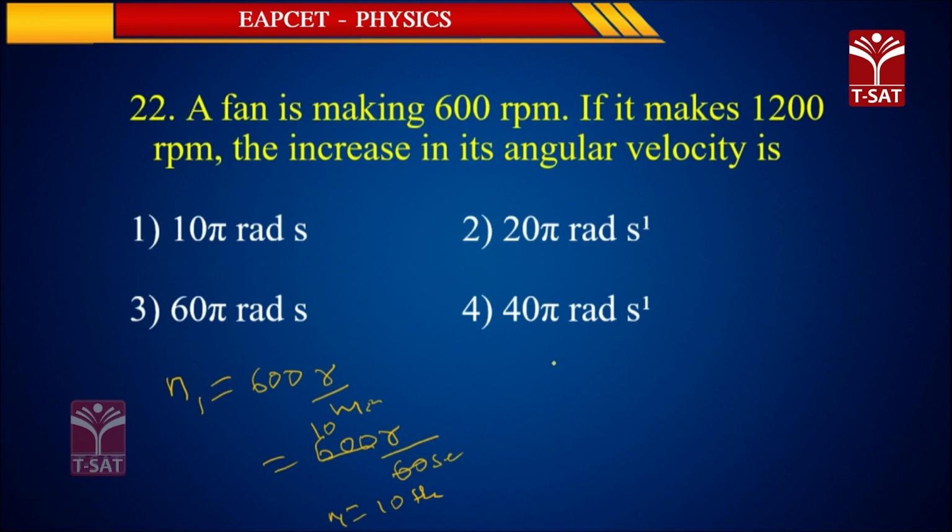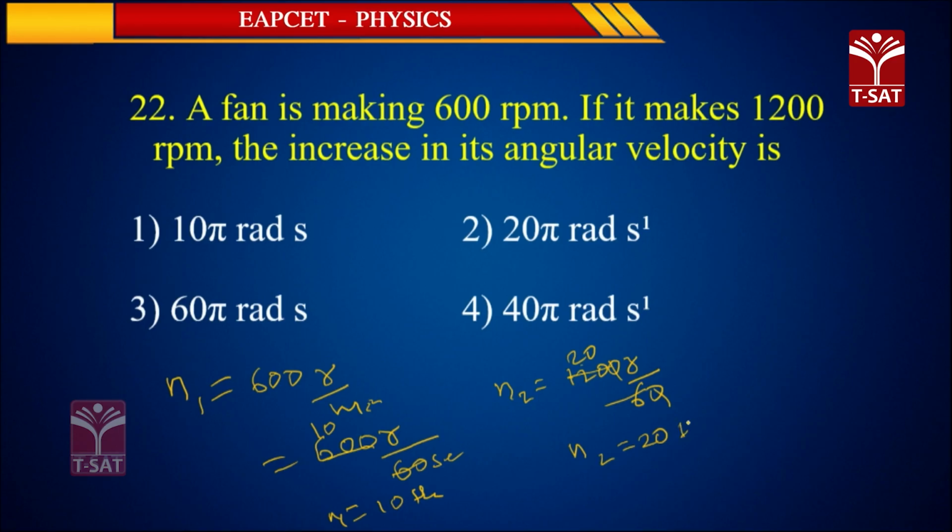Okay, and again 1200, N2 is equal to, what is the N2? That is 1200. What can we write? 1200 rotation per minute. Directly you can take 60, 0 cancel, 20. Okay, therefore N2 is equal to 20. Okay, children. Therefore, N1 is equal to 10 Hz and N2 is equal to 20 Hz, we have converted.